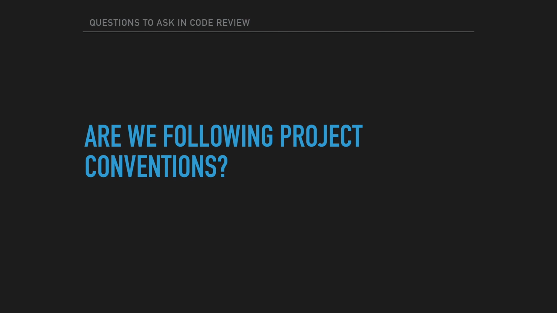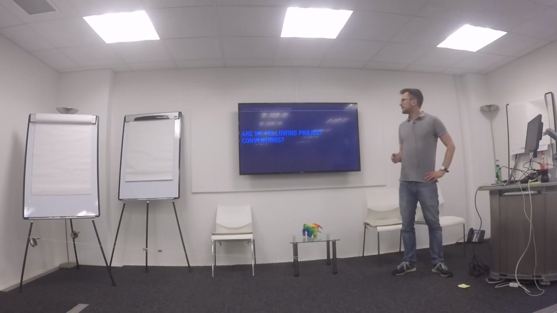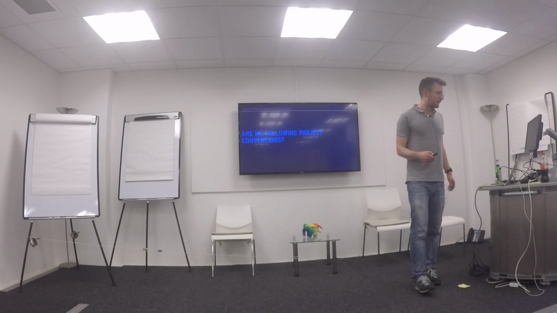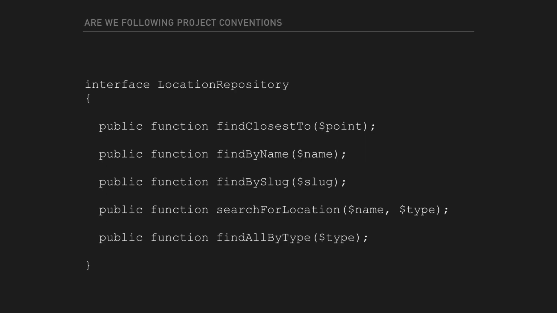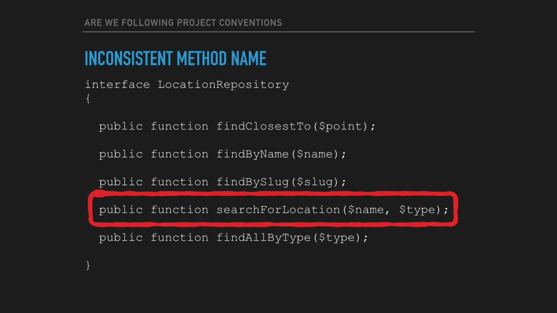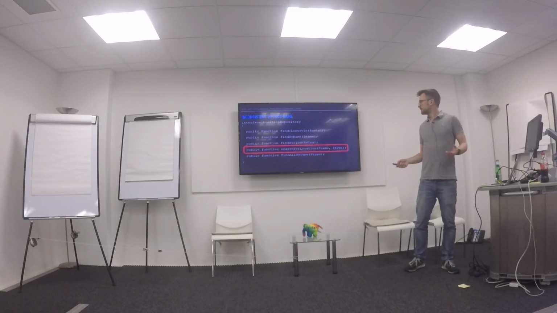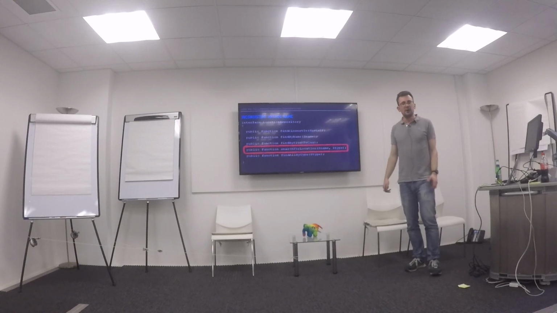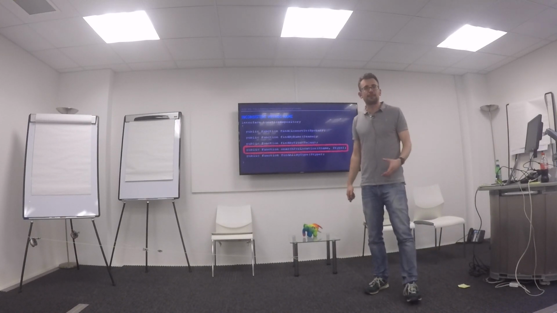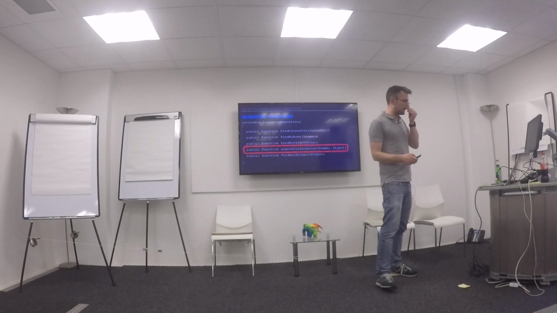So next question is, are we following project conventions for naming of stuff, for example? So if we look at this interface, is anything a bit odd there? What about this one? All the others are find, find, find, and then suddenly we've got search for location. Why is it not find location? It doesn't seem to fit with everything. So whatever common language you're using to find something or get something, just use it consistently.